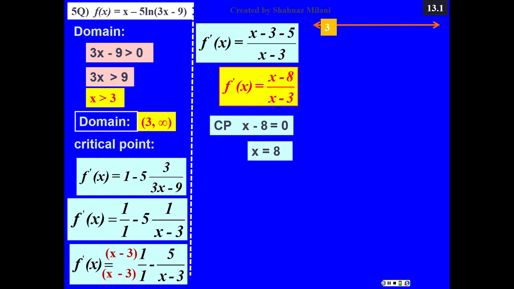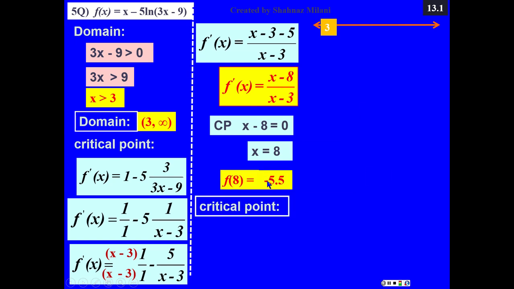Now, to find the y value for any point, it doesn't matter, you always go back to the original problem. That means you have to find f of 8. In my PowerPoint, I'm going to give you the answer, but make sure you recalculate it yourself. Then, my critical point: when x is 8, my y is going to be minus 5.5. This is the critical point.